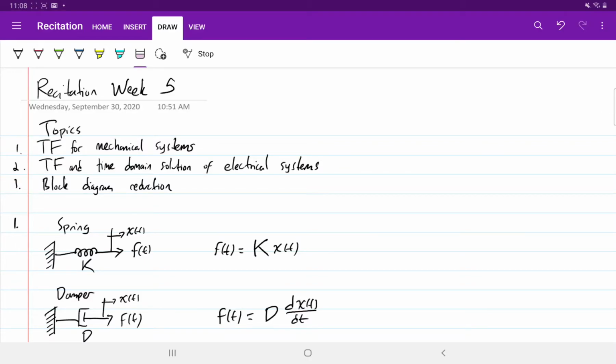Hi, today on Recitation Lecture Week 5, I will be covering three main topics. The first one is how to derive transfer function for translational mechanical systems. The second topic is how to derive transfer function and also solving the time domain problem for simple electrical systems comprising of RLC circuits. And the third topic is how to simplify a complex block diagram into a simple one.